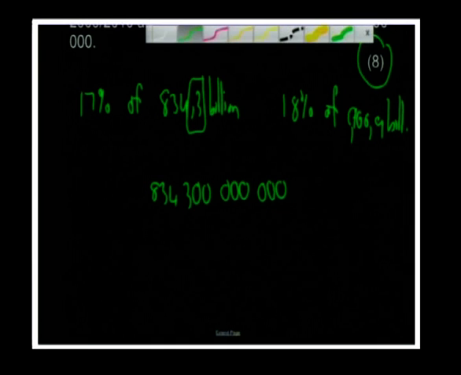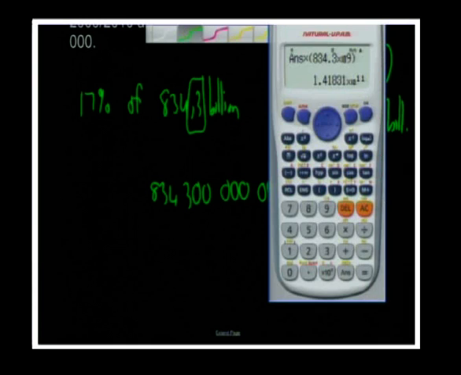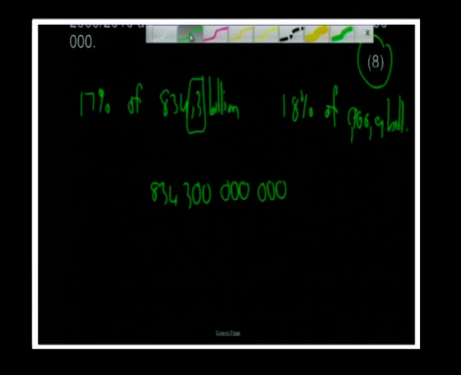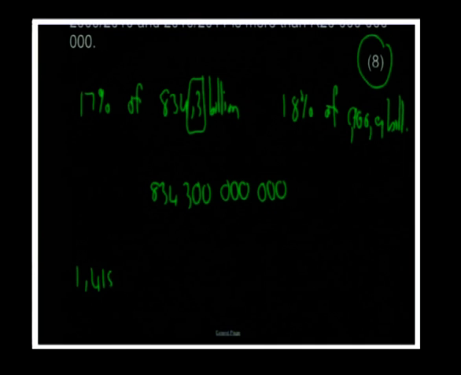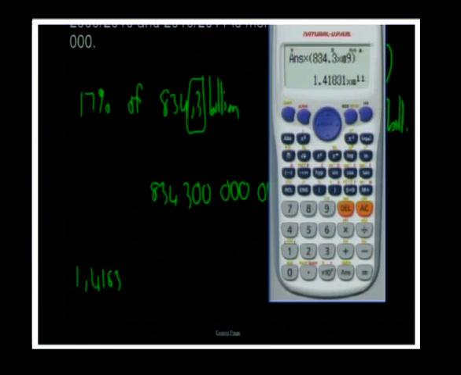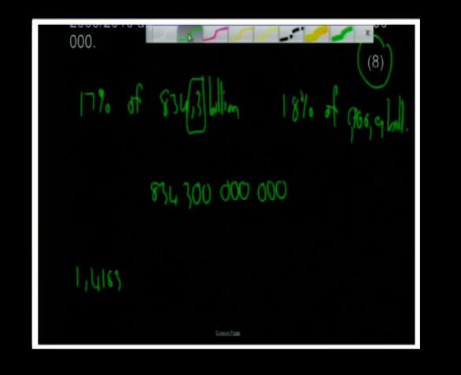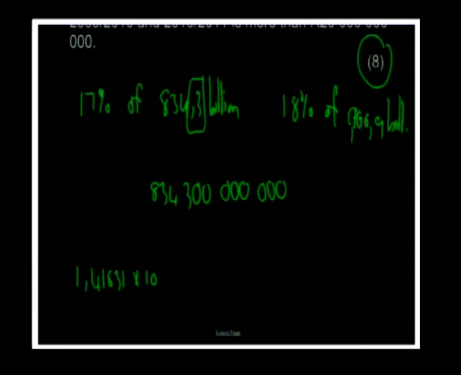Let's just check the answer. 1,41831, and that's times 10 to the power 11, or literally 141 billion rand is spent on education.